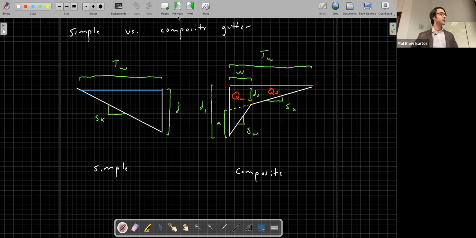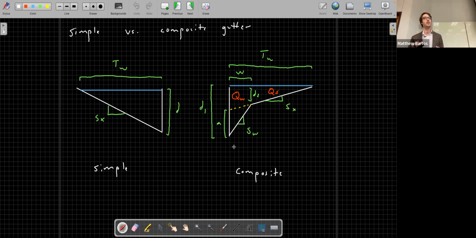Okay. We talked about 2 different types of gutters, simple gutters and composite gutters. So simple gutters is what we primarily looked at last time, and this is essentially a gutter shaped like a right triangle, right? So this is the most simple kind of gutter you can get, the most simple to evaluate. We have a design spread of T sub W, a lateral slope of S sub X, and a depth at the curb of D. And then at the end of class, we began discussion of composite gutters.